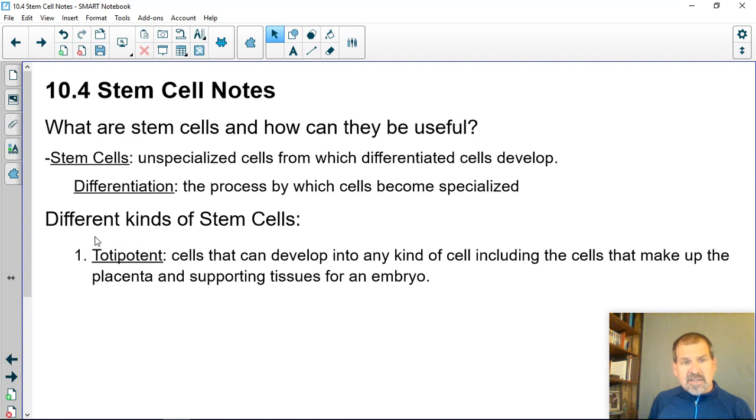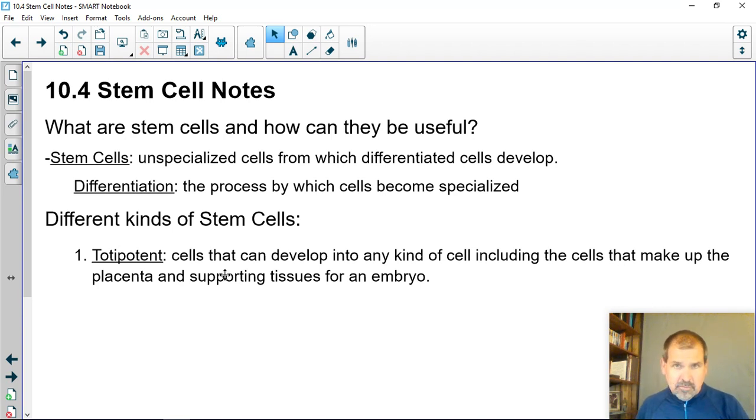These cells are exceptionally hard to get at because you can only get them when the cell is that blastocyst, before the egg actually implants itself in the wall and initiates a pregnancy. It's the cells that become, like I said, they can become any other kind of cell. So totipotent, total. And just so you know, they're listed in order of their usefulness. So the most useful are the totipotent.